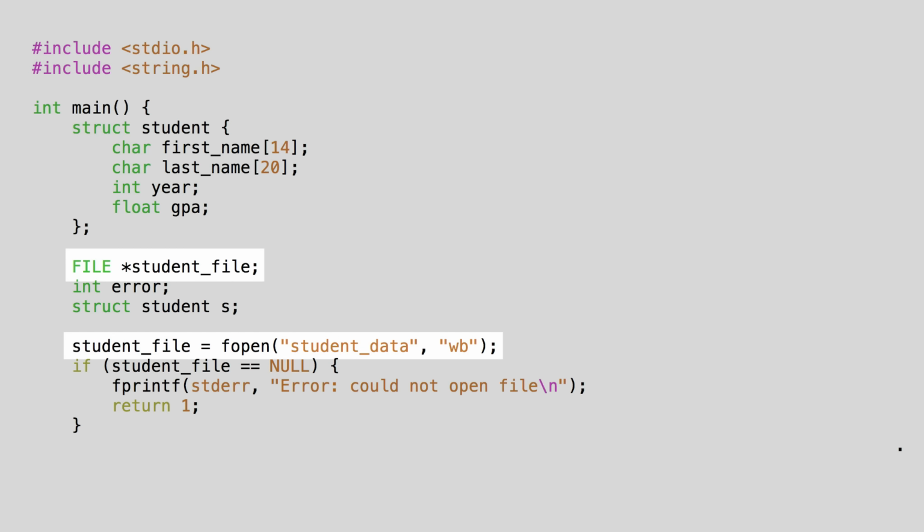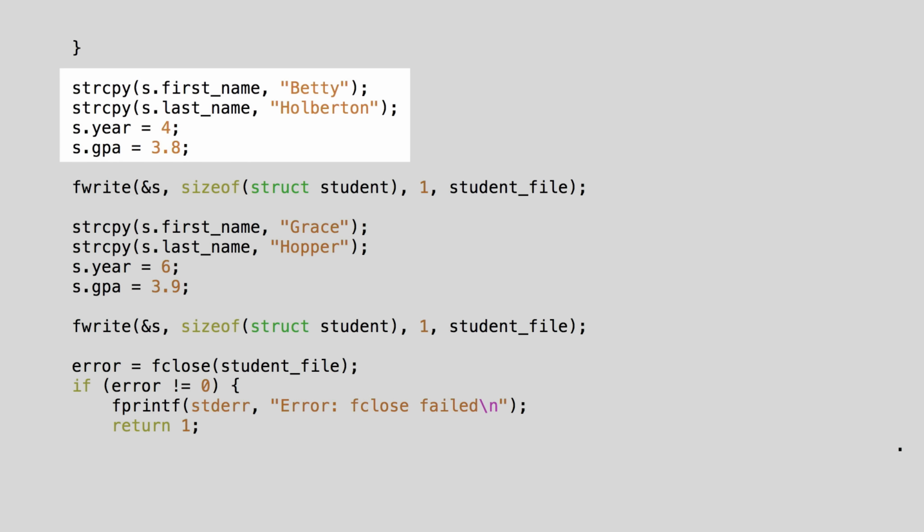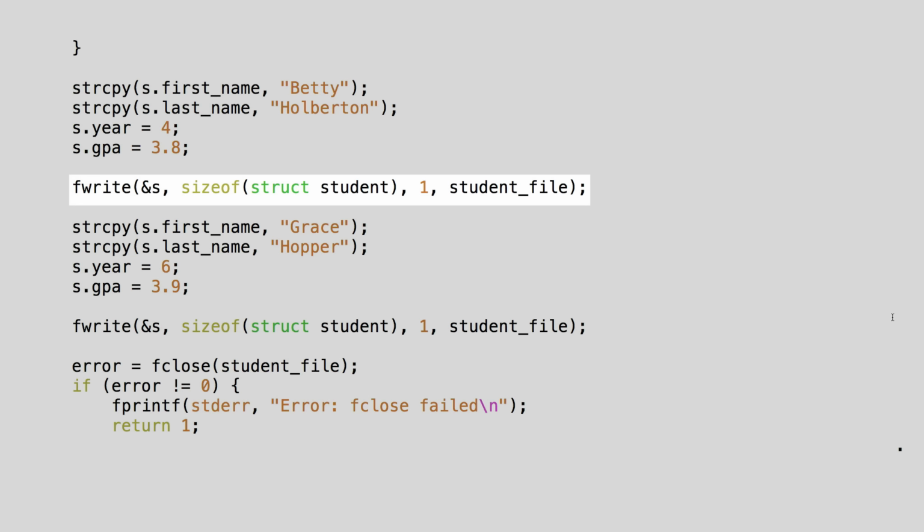We are going to write some student structs to a file. So we declare a file pointer and then open a binary file for writing. The file is called student data. These 4 lines populate the 4 members of a struct student variable s. And then we write the struct s to the open file using fwrite.